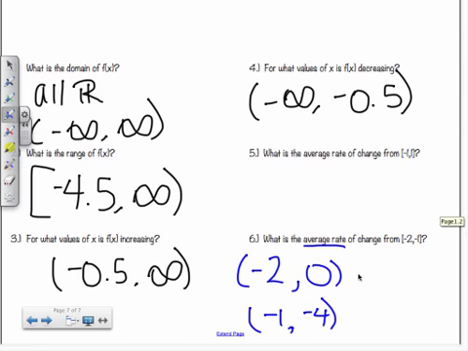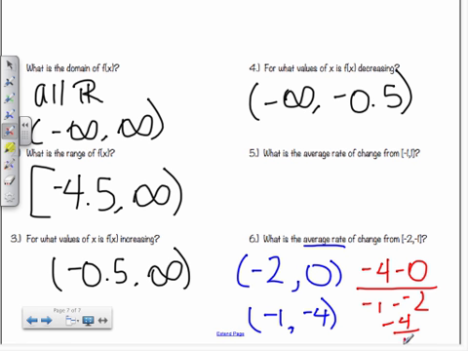So I'm going to use the slope formula, and I'm going to plug my information into the slope formula. Now the slope formula is going to find the change in y, so negative 4 minus 0, over the change in x, so negative 1 minus negative 2. So I end up getting negative 4 over 1, which means that my average rate of change from that interval is negative 4.